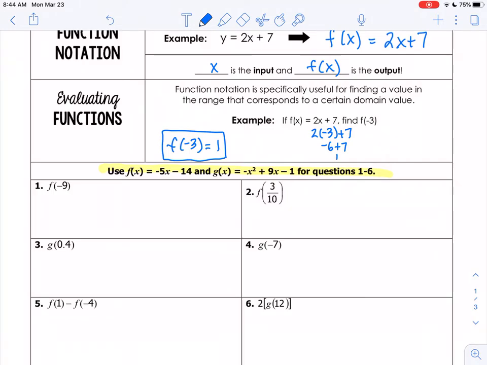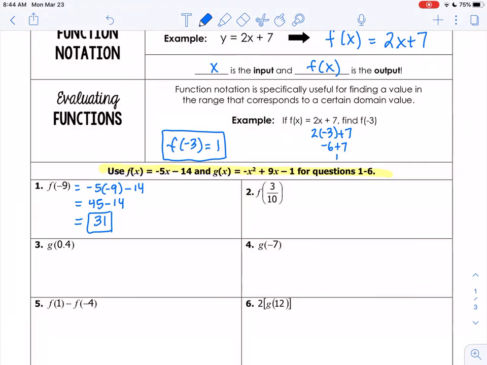So for f of negative 9, we would just plug in negative 9 everywhere we see x in our equation and then solve. And you can just plug all that in your calculator if you like at one time and just go straight across. If you follow order of operations, that's fine too. As long as you're getting this answer, you're in good shape. So the answer to f of negative 9 would be 31.